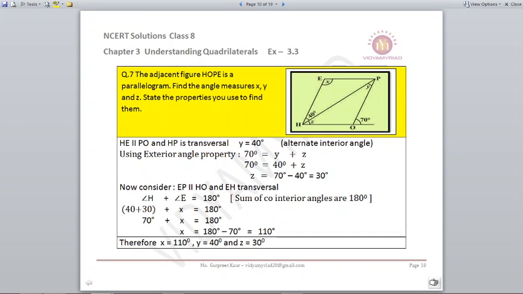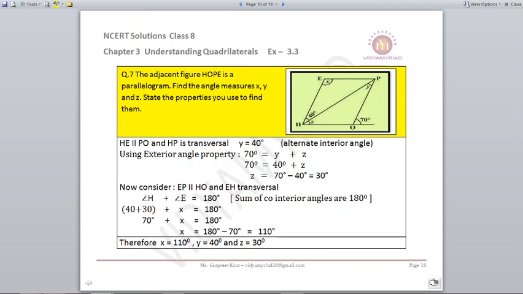Next you have a figure here, HOPE, which is a parallelogram. You need to find the measures of x, y and z using the properties. Now if you look here, HE is parallel to PO and you have HP as a transversal, which is the diagonal, which means your 40 degrees will be equal to y. They are forming alternate interior angles which will be equal.